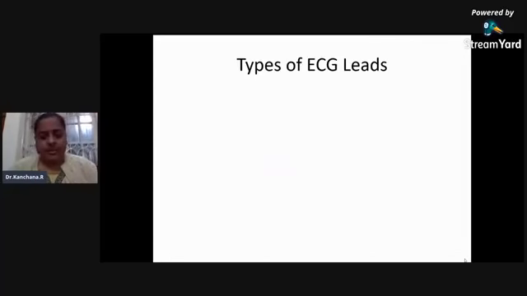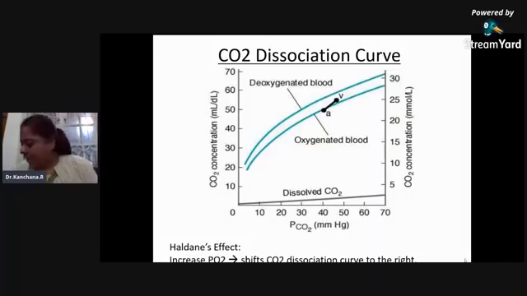So now, this is with carbon dioxide. An important effect which you should know is Haldane's effect, which states that an increase in PO2 levels shifts the carbon dioxide dissociation curve to the right. So now this is with carbon dioxide and oxygen transport.